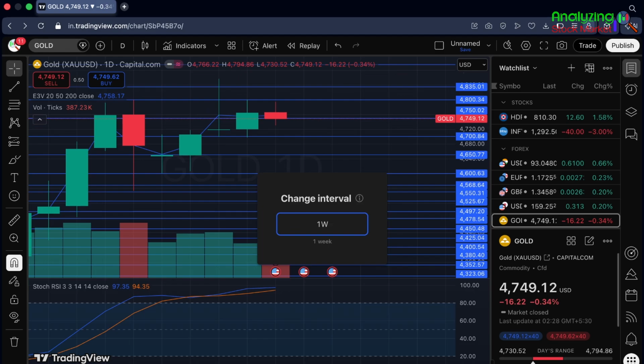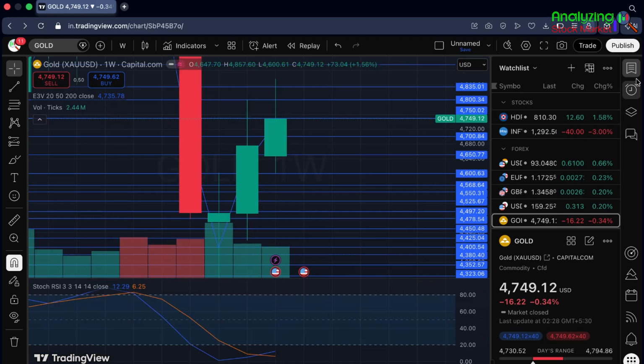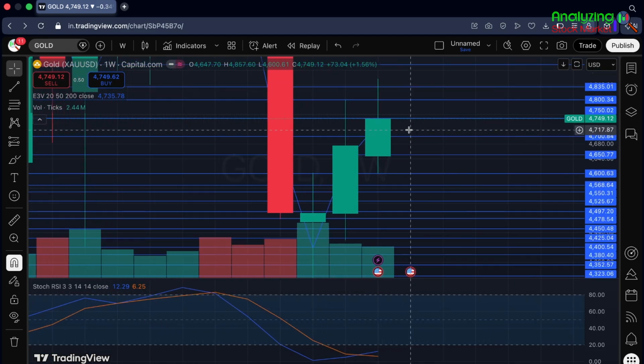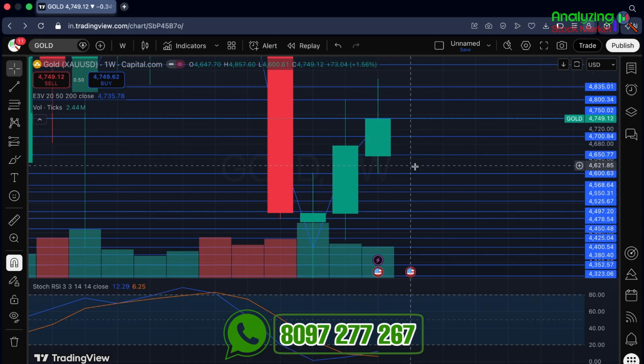Let's open the weekly chart. In this weekly chart we can see a good bullish candle with a medium body, a small lower wick and a medium upper wick. The stochastic RSI is at around the oversold area, which is around the 12 to 16 level. So here the stochastic RSI is indicating positive momentum.